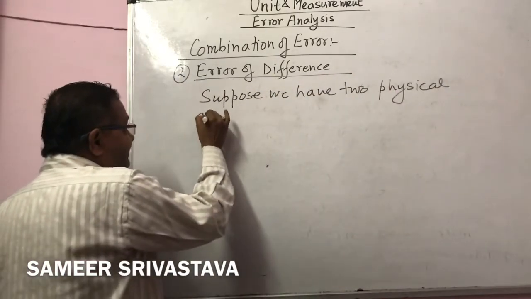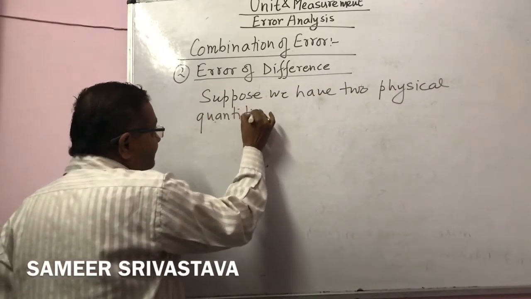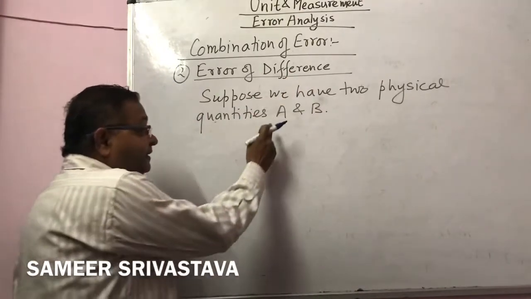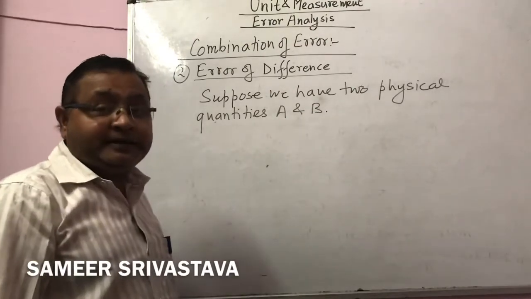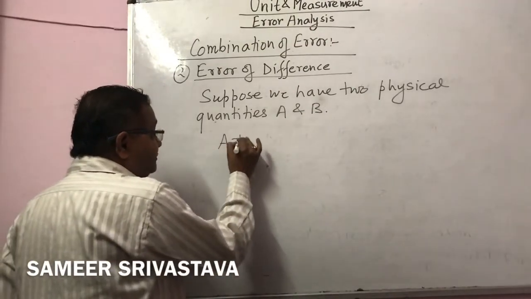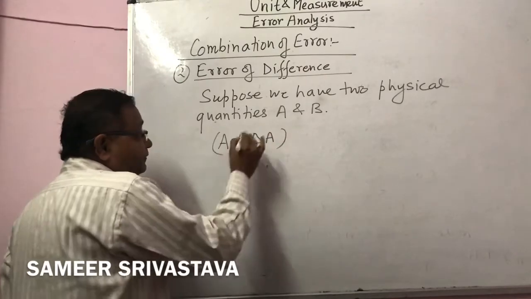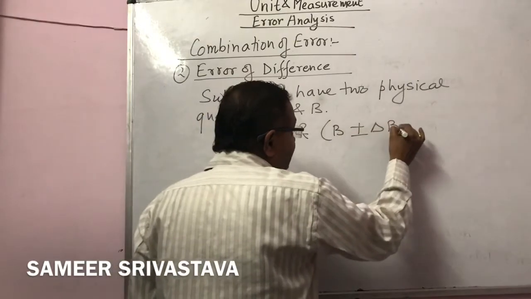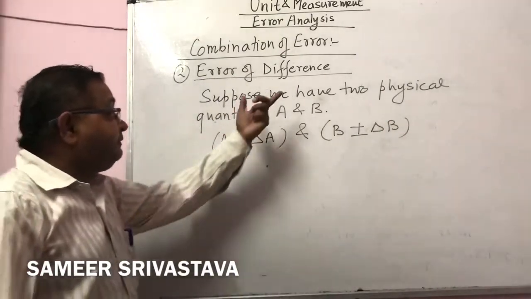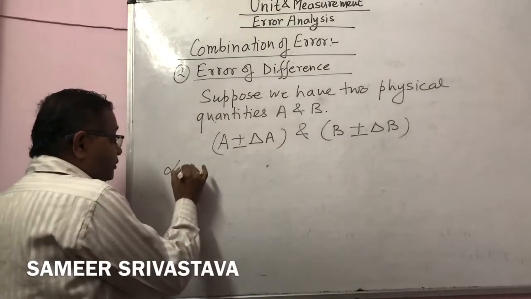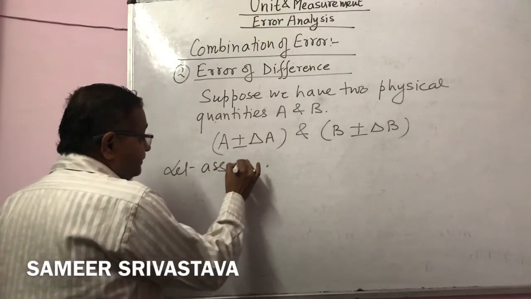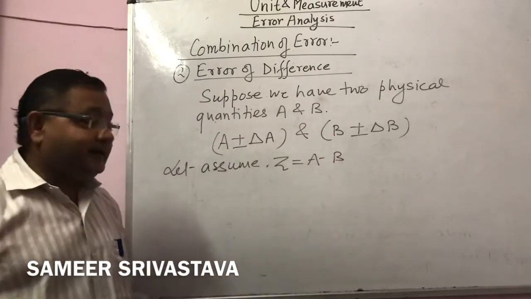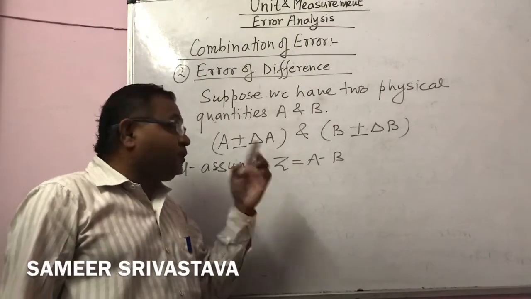Two physical quantities, that is A and B, right? Now if we write A and B physical quantities along with their error, we can write A plus minus delta A for the first physical quantity and B plus minus delta B for the second physical quantity. Now here we take a difference, so assume Z is equal to A minus B. Their difference of two physical quantities is equal to Z.